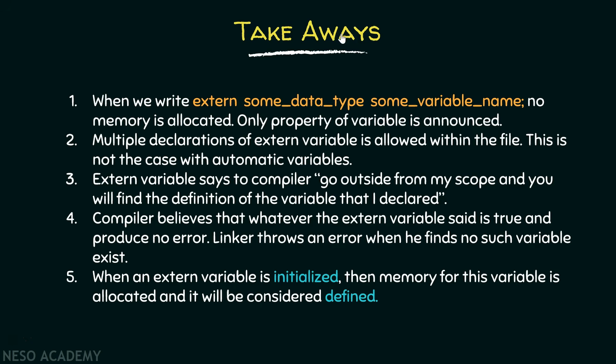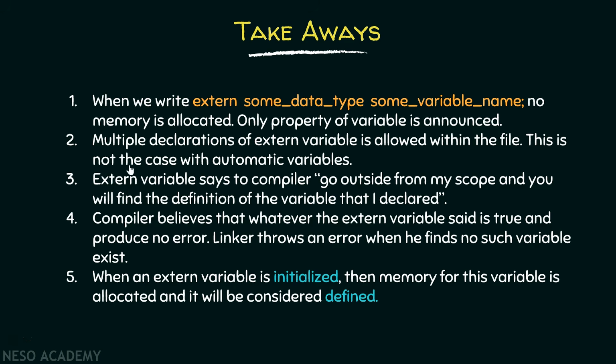Here are the takeaways for the extern modifier. When we write extern, some data type, some variable name, no memory is allocated. Only property of variable is announced. As we know this thing already, right? Multiple declarations of extern variable is allowed within the file.